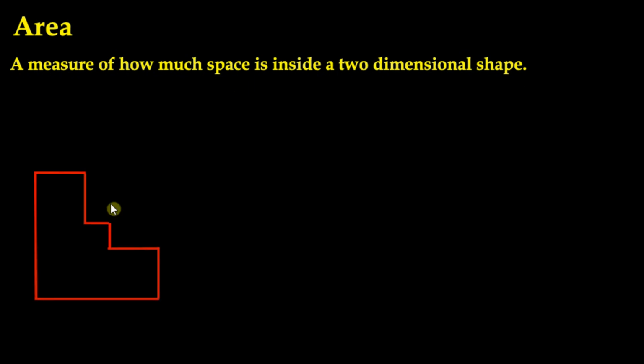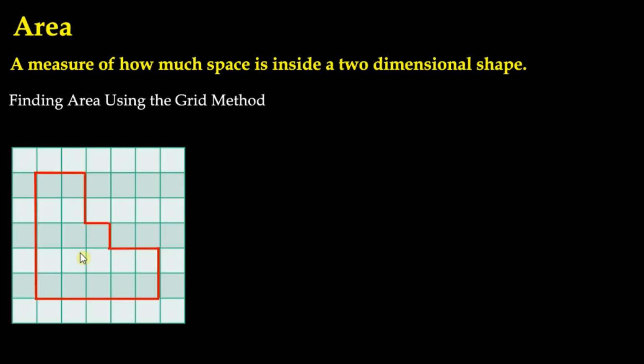We have a shape here and we want to find its area. That means, as per the definition, measure the space inside the shape. So how do we do that? To understand how to find the area of a shape, we will use a grid method. So let's draw this shape on the grid.